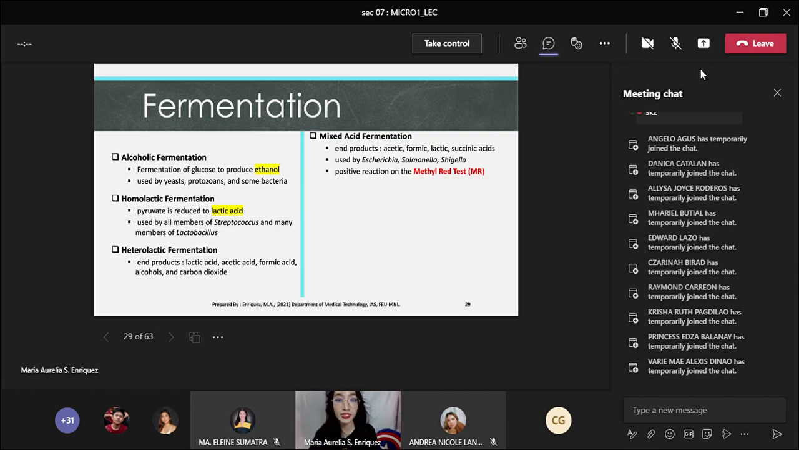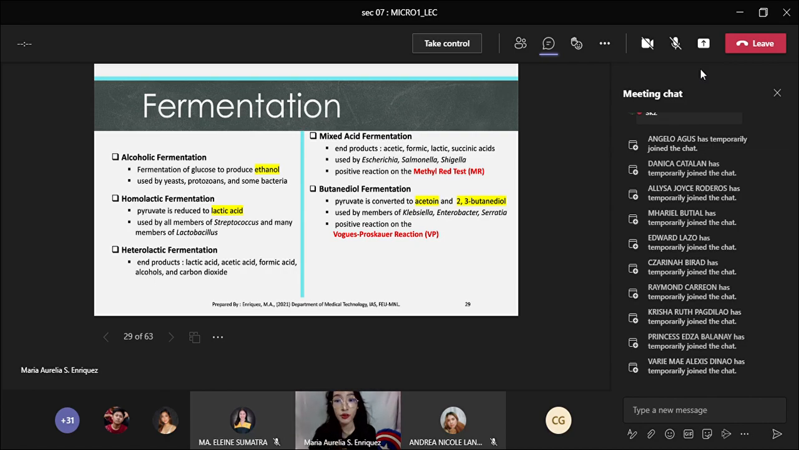Next is the mixed acid fermentation. So its end products include acetic, formic, lactic, and succinic acid, pero without alcohol or gas. So it's literally a mix of different acids. So malalaman po natin na mixed acid fermenter ang isang organism kapag nag-positive po ito sa methyl red test, which you'll learn more about sa laboratory classes niyo po.